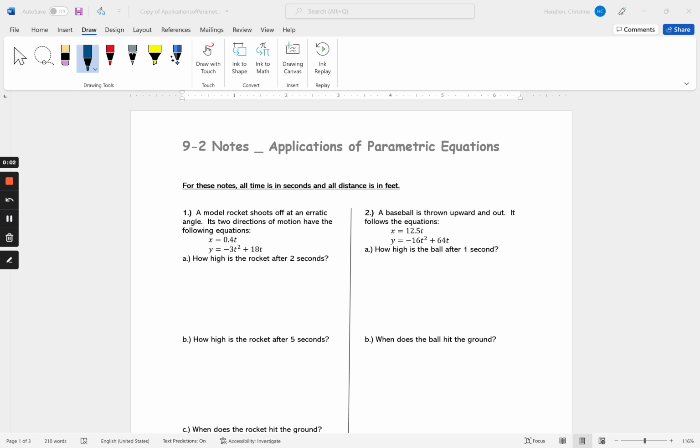Let's get started on section 9.2, applications of parametric equations. So we are going to take what we have learned in our basic foundation of parametric equations in 9-1, and we are just going to apply that as it is demonstrated in real life scenarios. So let's look at problem number 1.